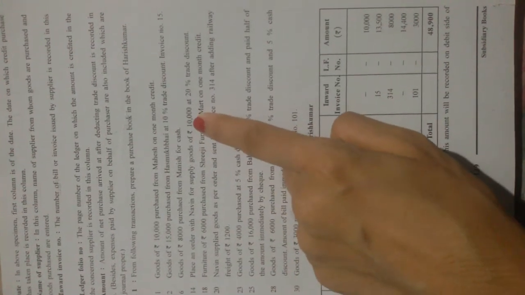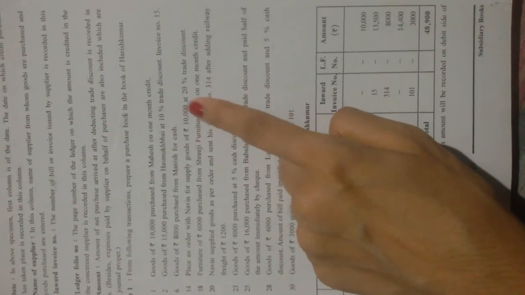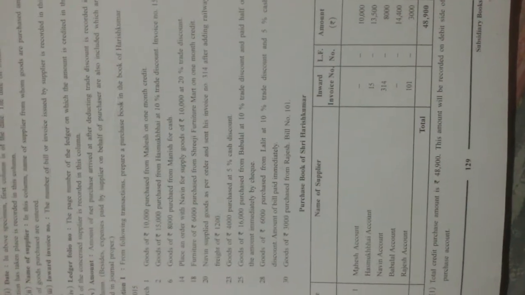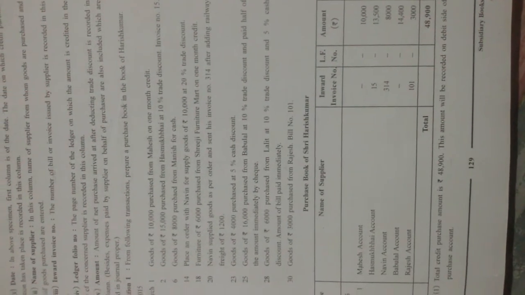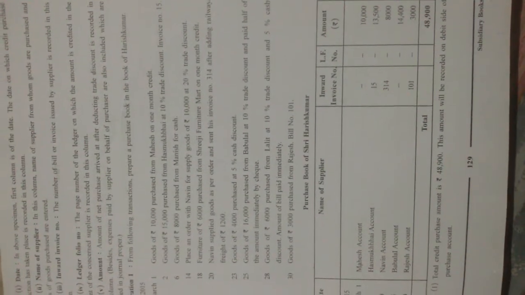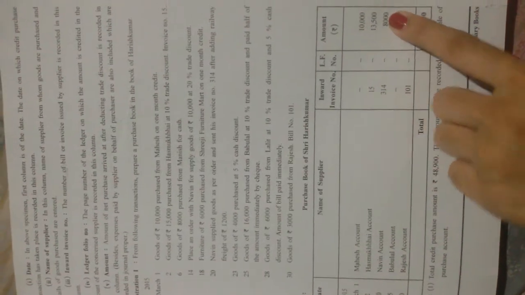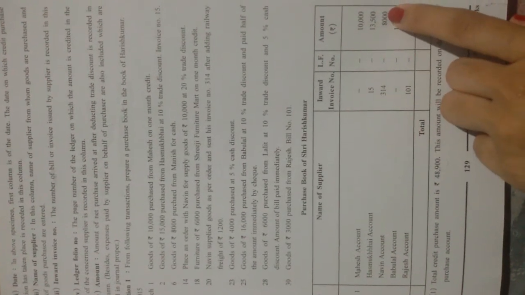Amount was taken place at 10,000, correct? 10,000 at 20% rate discount. So again you have to minus 20% rate discount from 10,000. You will get 8,000. So that amount you have to write in the 8,000 amount column.